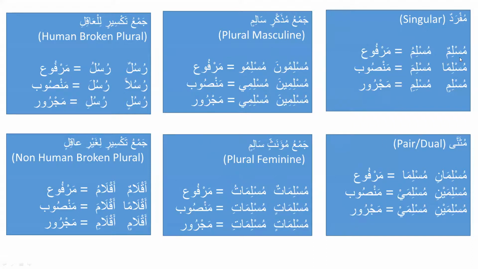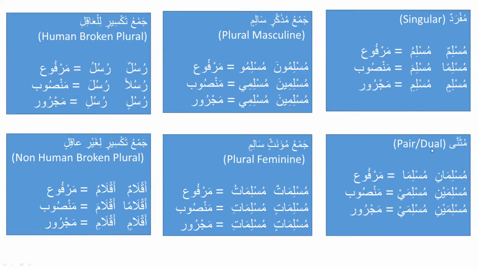So we say Muslimu and Muslimun. They are all in rafa status, so they are known as marfu'un, right? Muslima and Musliman, mansubun. Muslimi, Muslimin, majrurun. These are all singular words, but in rafa, nasb, jar. Rafa, nasb, jar. This is heavy, this is light.